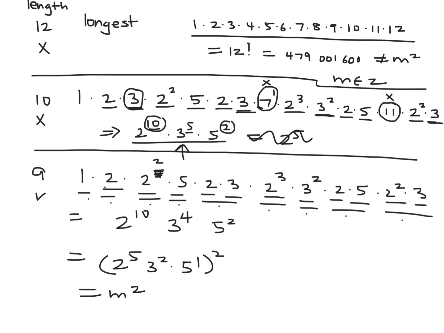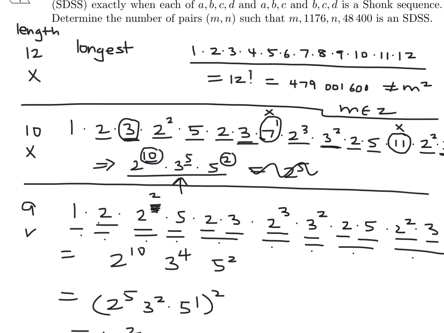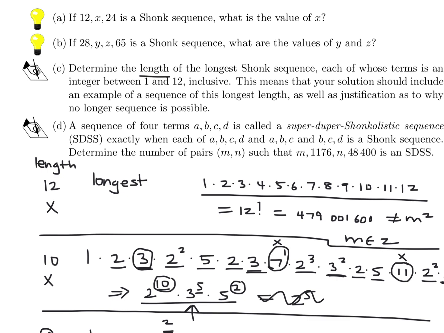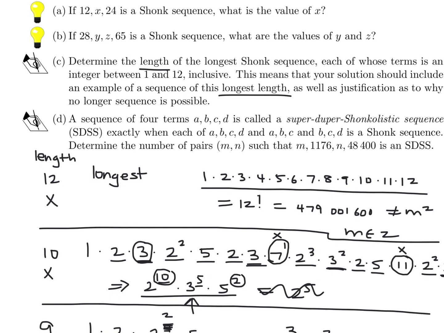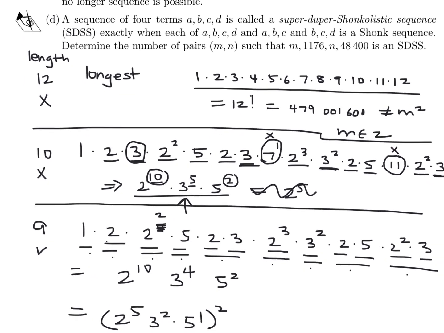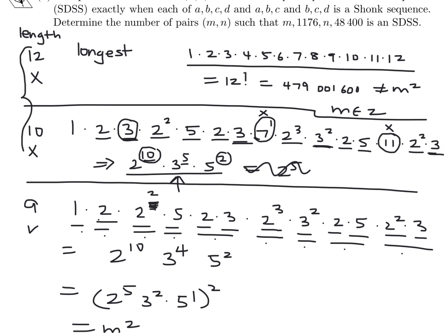So the longest Schonk sequence has length 9, and lengths 10, 11, and 12 are not possible because of what I've explained there, because of this 7 and this 11. Those have to be taken out, so it immediately drops down to 10. And then 10 gives you this one here, which, because of that exponent, cannot be a perfect square, so you have to take out another 3. So you can explain all that in words and it should be sufficient.